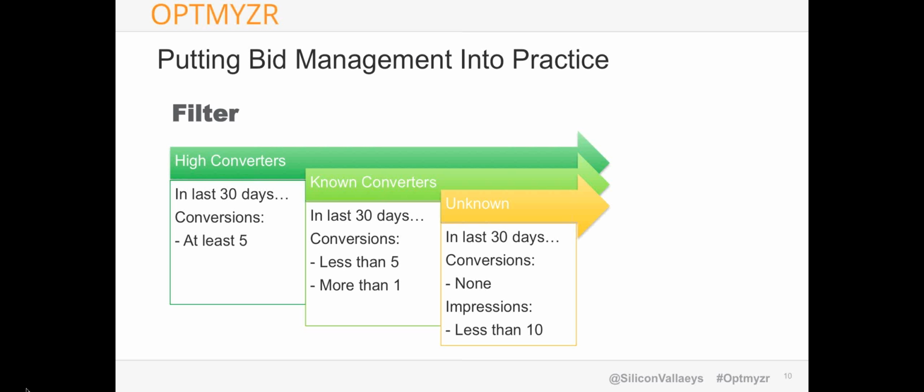So you might say any keyword that in the last 30 days has had at least 5 conversions. These are my high converters. I want to do something different for those than I want to do for known converting keywords. So these are ones that have had some conversions, but not necessarily a ton of conversions. So maybe between 1 and 5 conversions in the last 30 days. And then I have a final bucket, and this is the unknown keywords. So these have had no conversions, but they've had no conversions because they've had so few impressions. So they've had less than 10 impressions. So these could be 3 filters that I build out.